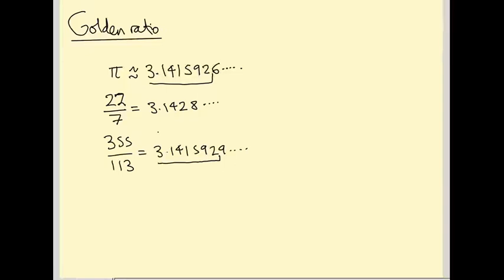So pi is quite difficult as numbers go. So the question I set wasn't about pi, it was about the golden ratio. The golden ratio is 1 plus square root 5 over 2. It's 1.618 something. And I'll talk more about what this number is and where it comes from later in the video. But let me tell you what the question was. The question was, find a sequence of rational approximations to 1 plus root 5 over 2 with increasing denominator.